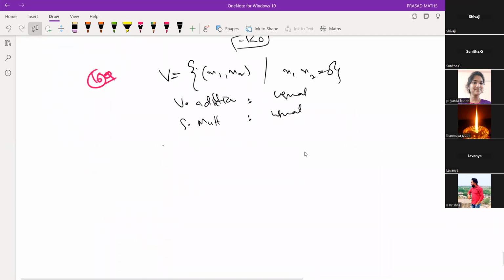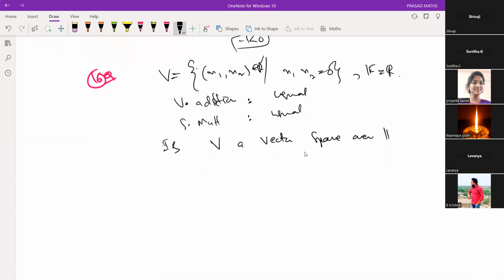Anybody? Any guess? For a field, what is my field? F is R, reals. Yeah, is it a vector space? Anybody? Any idea? What is my V? V is nothing but the set of all ordered pairs from R2 such that x1 x2 is equal to 0.